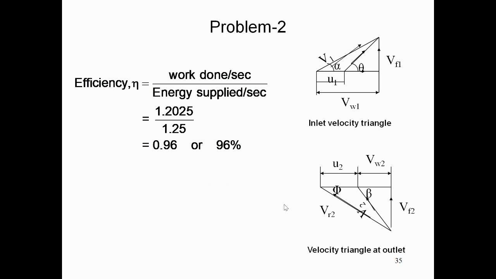Next, this is the last one, the efficiency eta. Eta is equal to work done per second by energy input supplied per second. The work done per second value is 1.2025, and the energy supplied per second value is 1.25. Substituting those two values in the formula, we get 0.96, which in percent is 96%.